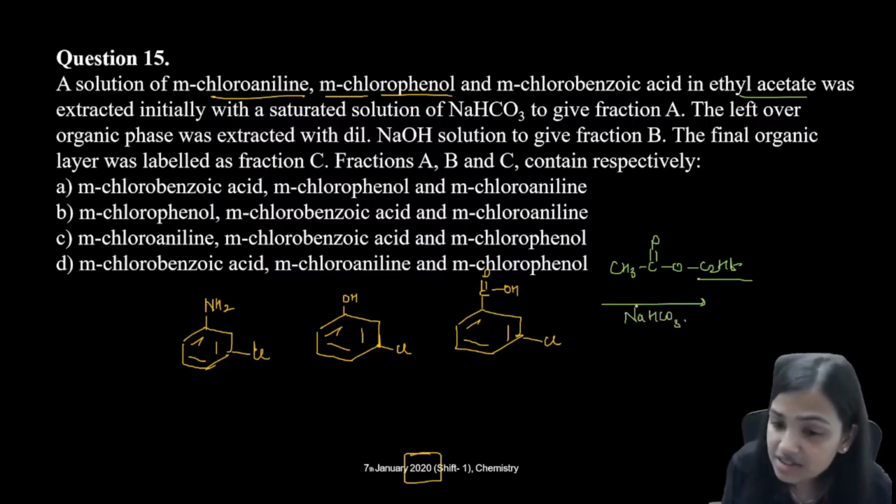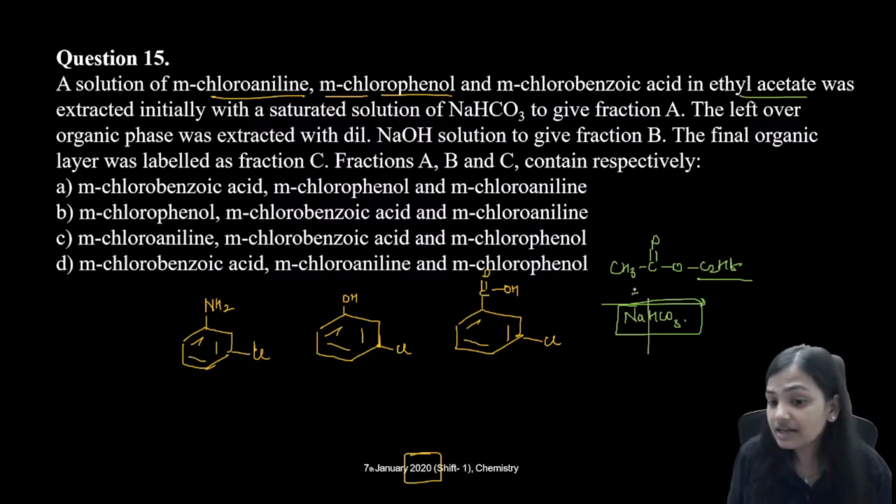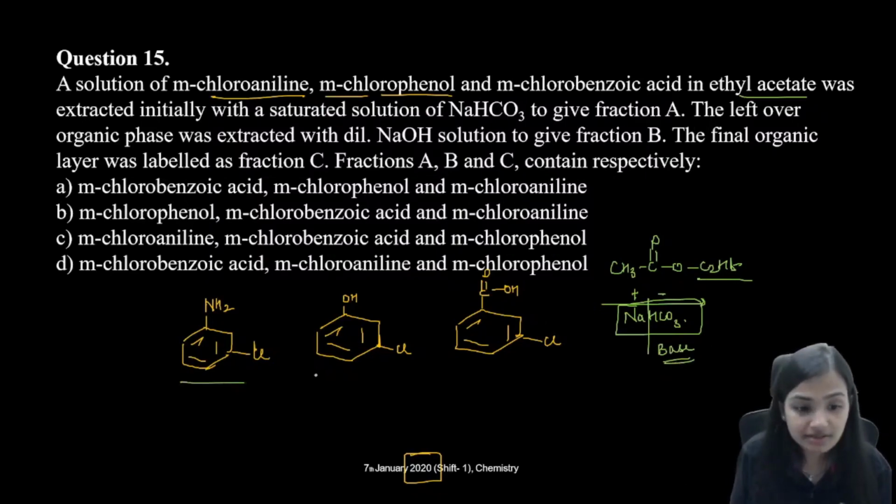So my question is, who will react with sodium bicarbonate at the fastest rate? Sodium bicarbonate, this is an ionic compound, Na positive, HCO3 negative. So this is a base. It is a base. So who is most acidic? Because the thing which is most acidic can only react with it. Okay. So if a base will react with the most acidic, can you tell me which is most acidic? We all can see that this benzoic acid is most acidic.